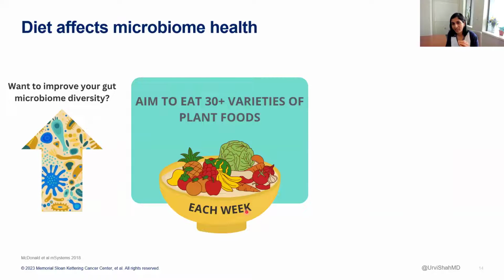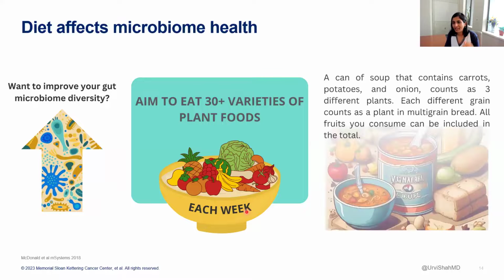So when we're talking about every week, we're saying if you are eating a soup and a soup has carrots, potatoes, and onions, that counts as 3 different plants. So that would be 3 for the week. If you have a multigrain bread or you have a fruit salad with many different fruits, then each fruit is counted as 1. But if you have 3 servings of onions on 3 different days, that doesn't count as 3, but as 1. So that's the way this study had calculated it.